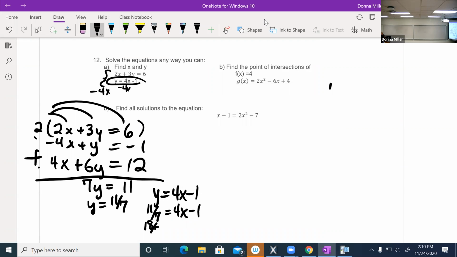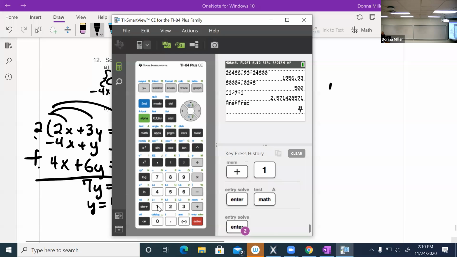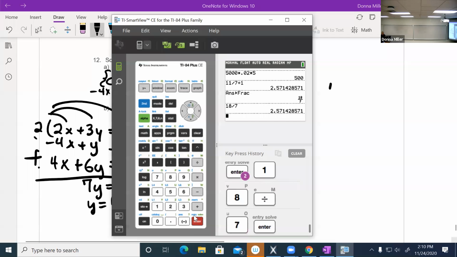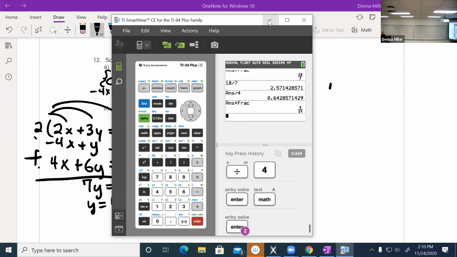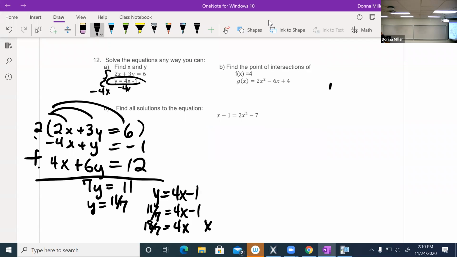So 18 over 7 equals 4x. So I'm going to divide 18 sevenths by 4. I'm going to do it this way. 18 over 7 as a decimal divided by 4. And you math frac. Then 9 over 14. Okay, so that would be the point of intersection.